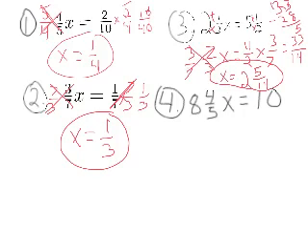Your equation is 8 4/5 x equals 10. So what you need to do is start by turning this mixed number into an improper fraction. Multiply by your reciprocal on both sides of the equation to solve for x. Alright, let's see how you did.